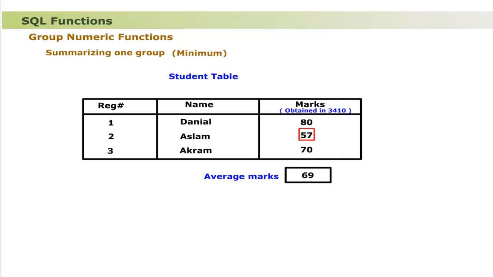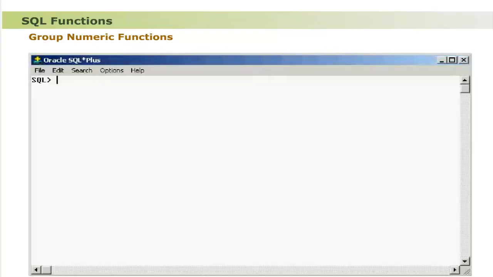Minimum. It is used to display minimum value in a column. The select command that uses function minimum is. The output of this command is.